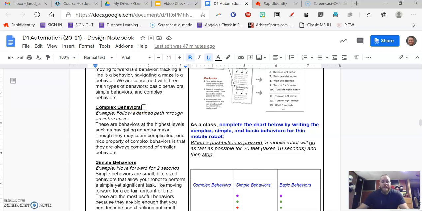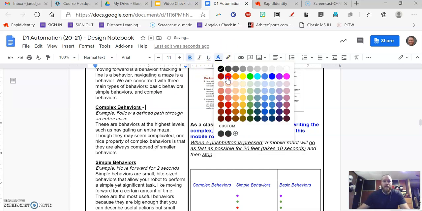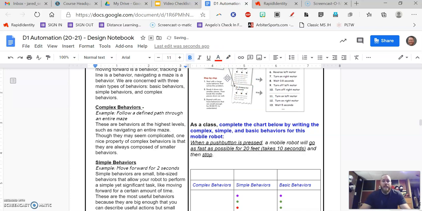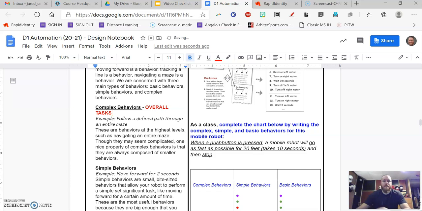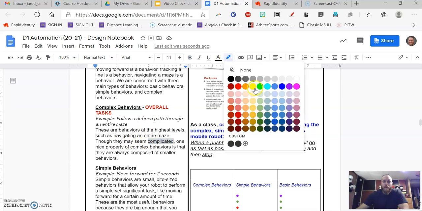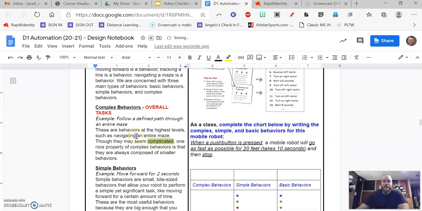All right, so what is a complex behavior? Let's write next to complex behaviors here. I'm going to write this in red. Complex behaviors are the overall tasks. Okay? That's what a complex behavior is. It's the overall task that a robot does. Okay? They are complicated. I'm going to highlight that because that's important to know about complex behaviors. And they are always composed of smaller behaviors.